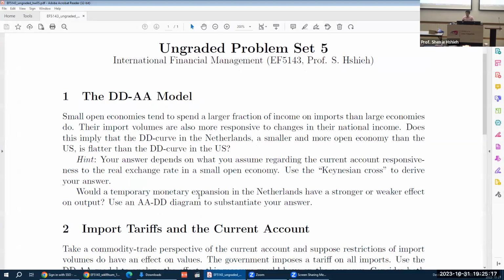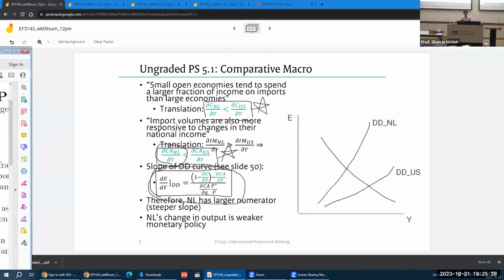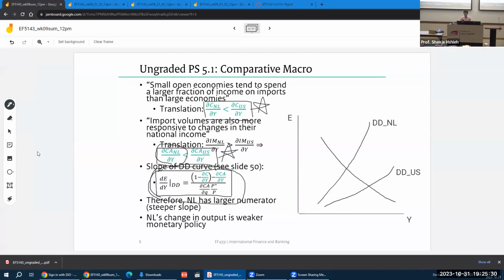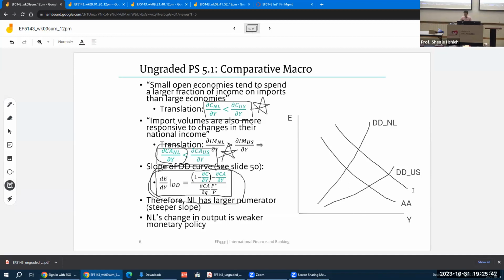would a temporary expansion in the Netherlands have a stronger or weaker effect on output? So we want to know if the output is stronger or weaker if they conduct expansionary monetary policy. So let's go ahead and do that with the AA schedule. We all know what happens, right? The AA schedule is going to shift up. So let's go ahead and shift up and then just visually convince ourselves of the answer.